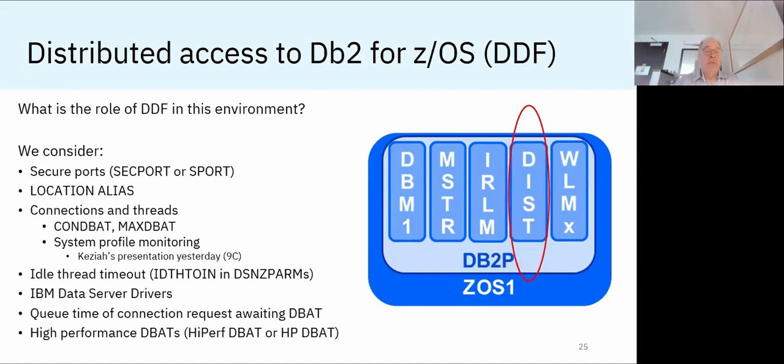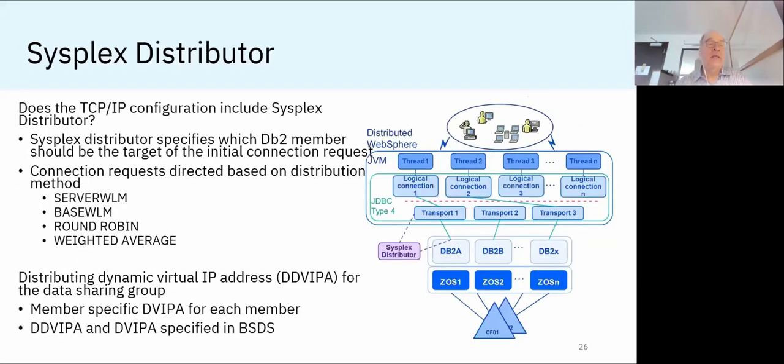And then we talk to customers about whether they've deployed high performance DBATs, right? High performance DBATs is a way to reduce the CPU consumption around distributed threads that are likely to always be present in the system. But they get managed differently, and so there are things we need to talk about. One of the key things we talk to people about is Sysplex Distributor.